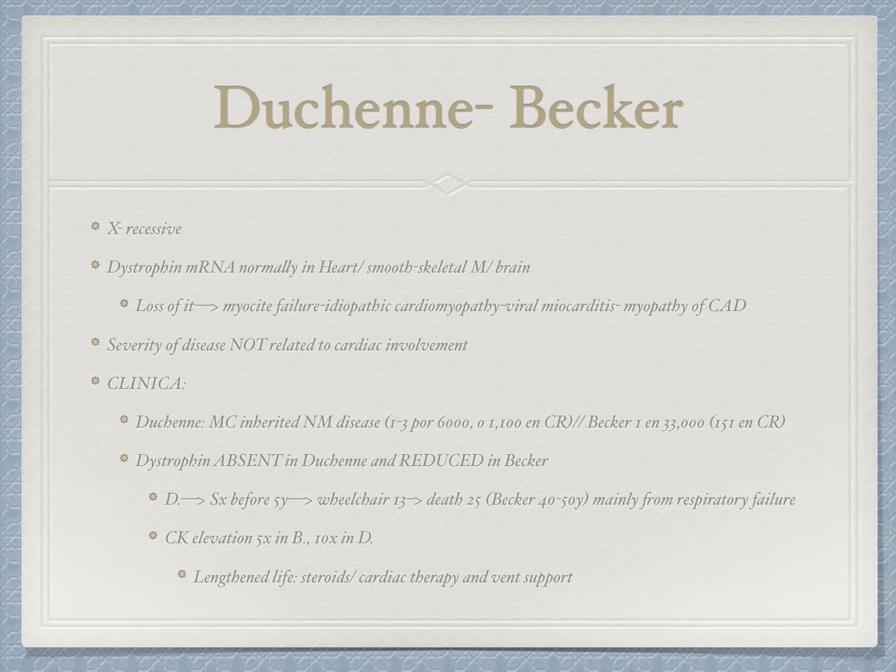Duchenne is the most frequently inherited neuromuscular disease, 1 to 3 persons per every 6,000, and there's complete absence of dystrophin, which means that the disease is more severe. Patients will usually die before age 25. While in Becker, there's reduced dystrophin and patients usually die around 40 to 50.